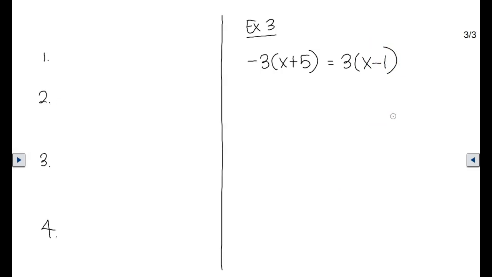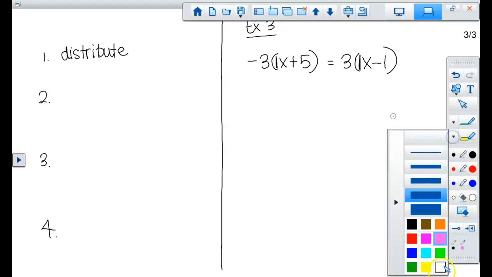And before we start solving this problem, I want to point out something real quickly. This x is actually 1x, and this x is actually 1x. So you may want to insert those ones just to kind of make life easier for you. So what is step 1? Step 1 is to distribute if necessary. Do I have a number multiplied by a group? And the answer is yes, I have it on both sides.